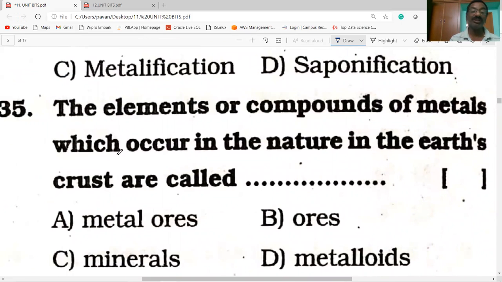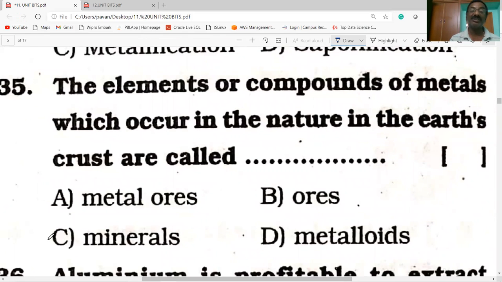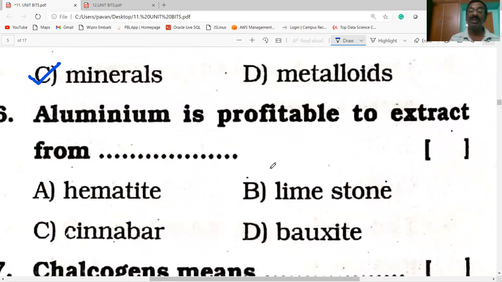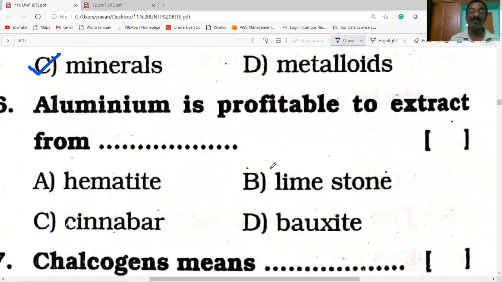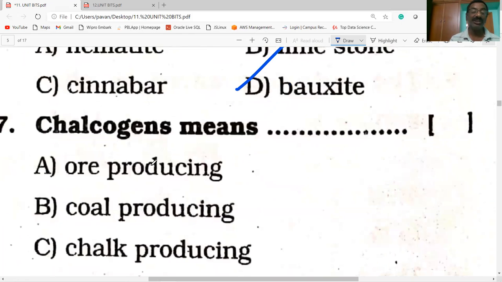Compounds of metal which occur in nature in the earth crust are called minerals. Aluminium is profitable to extract from its ore, bauxite. Chalcogens, meaning ore producing, are the 16th group elements: oxygen, sulfur, etc.